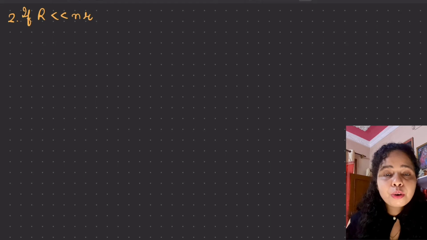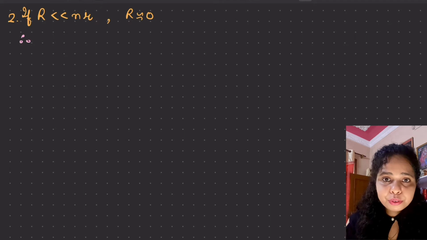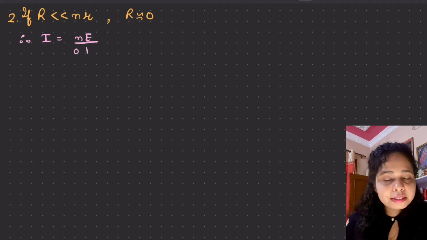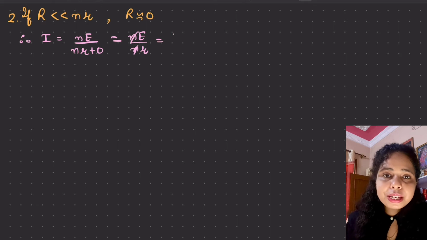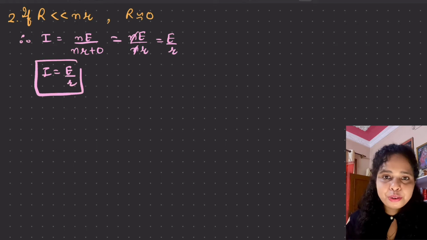Now let us say we attach the external resistance capital R such that it is very small in comparison to nr, that is, capital R is very much less than the combination of the resistance offered by the cells. So capital R is very much less than nr, and then we can put capital R equal to 0. Therefore the total current flowing through the circuit is I equal to nE divided by n times small r plus 0. Now we are left with nE upon nr. Cancelling out n, we have I equal to E divided by r. That is, the current flowing through this combination is equal to the current due to a single cell.